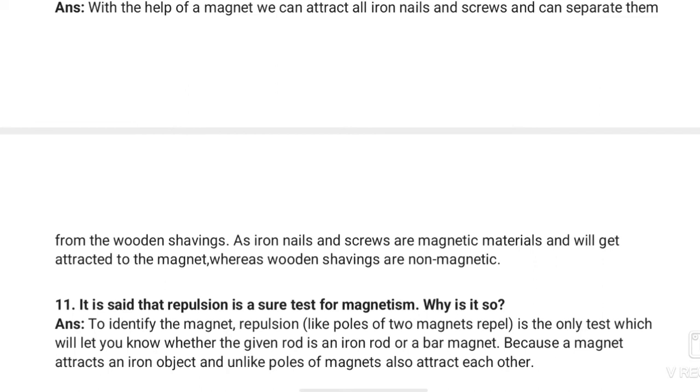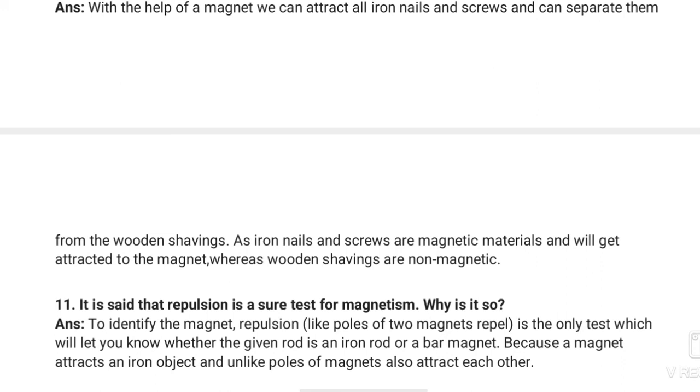So when we rub a magnet or take it near a screw or iron nail, which are magnetic material, they get attracted to the magnet. Whereas wooden shavings are not a magnetic material, they are non-magnetic, so they are not attracted to the magnet, and from this method we separate them from the wooden shavings.